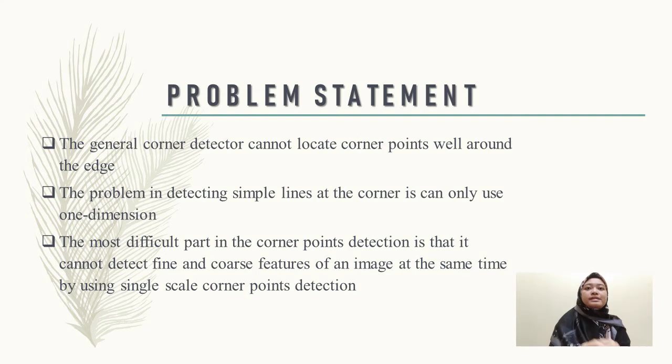Problem statement. The general corner detector cannot locate corner points well around the edge, which results in errors in the reporting of corners. Other than that, the problem in detecting simple lines at the corner is that it can only use one dimension. In addition, the most difficult part in corner point detection is that it cannot detect fine and coarse features of an image at the same time by using single-scale corner point detection. It is difficult to find accurate results in detecting corner points. Corner point detection methods detect noise as wrong, mistaken corners.